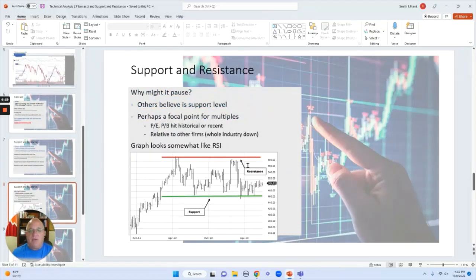So what that looks like in the real world is something like this. Why might it pause? Others believe that the support level is fairly priced down here at this multiple of earnings or whatever out there. You know, perhaps it hit a price to earnings or price to book that was historical or recent that people thought was fairly valued. And you may see it look like something like this, but it won't go above a certain price. This is a pretty wide price range here, 460 to 580. And maybe the people just don't think it's worth more than that. And they do a lot of relative-to-the-industry work on that as well. And I think that's part of why you do see at least a little bit of this out there.